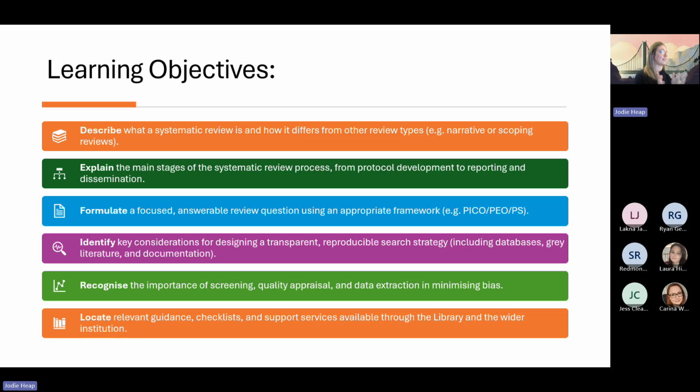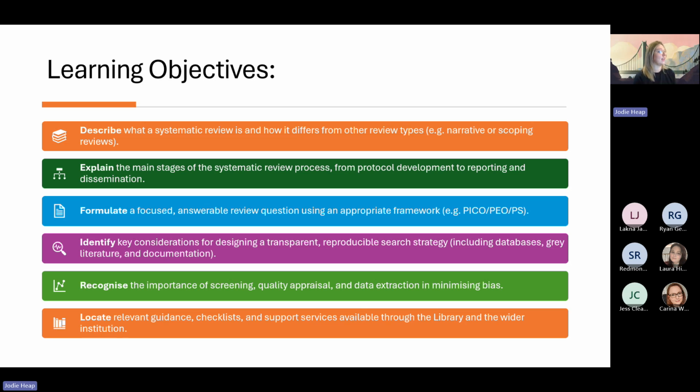So for the objectives of this session, we are going to be looking at describing what a systematic review is and how it differs from other review types. We're going to explain the main stages of a systematic review process, looking at protocol and reporting. We're going to formulate a focused answerable review question by using frameworks that might be applicable to our particular area of study. We're going to identify the key considerations for designing a transparent and reproducible search strategy.